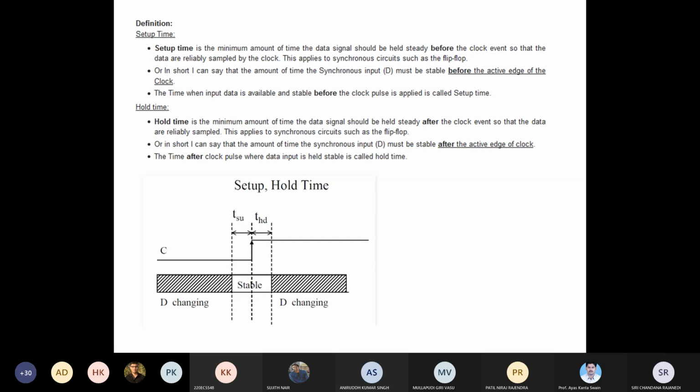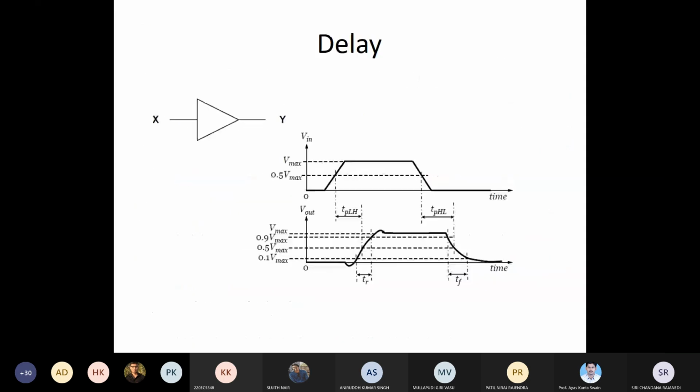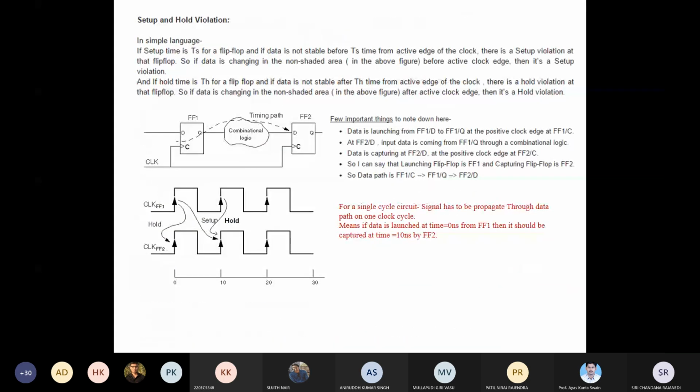So this is about setup time and hold time, and this concept you know from your digital electronics classes. Now we'll see what is setup violation and what is hold violation. If you take only one flip-flop, sometimes it is not possible to understand setup violation and hold violation. So if you take two flip-flops, then we can understand what setup violation and hold violation are.